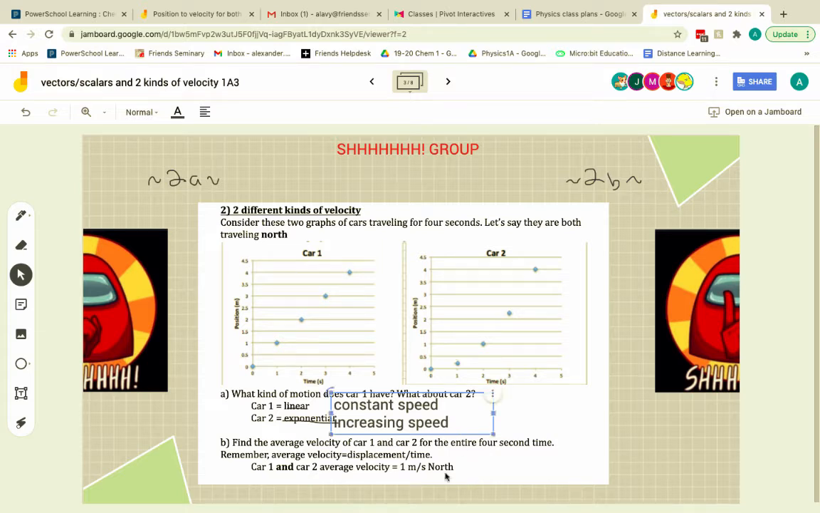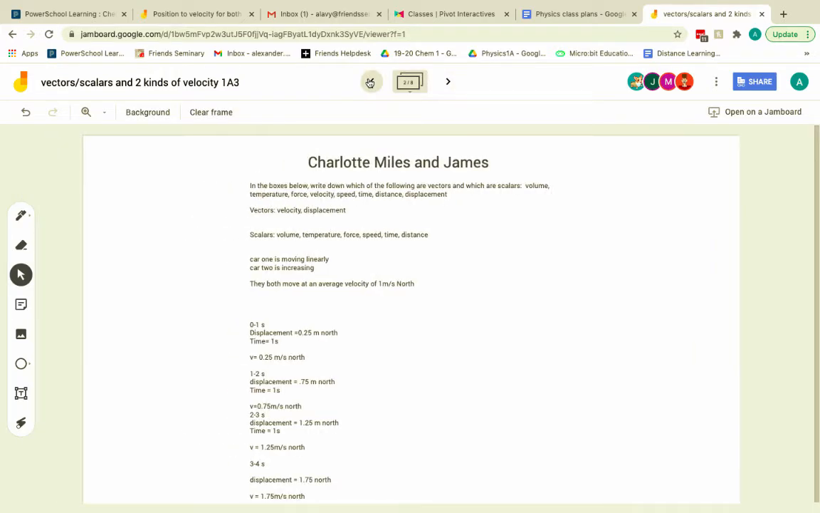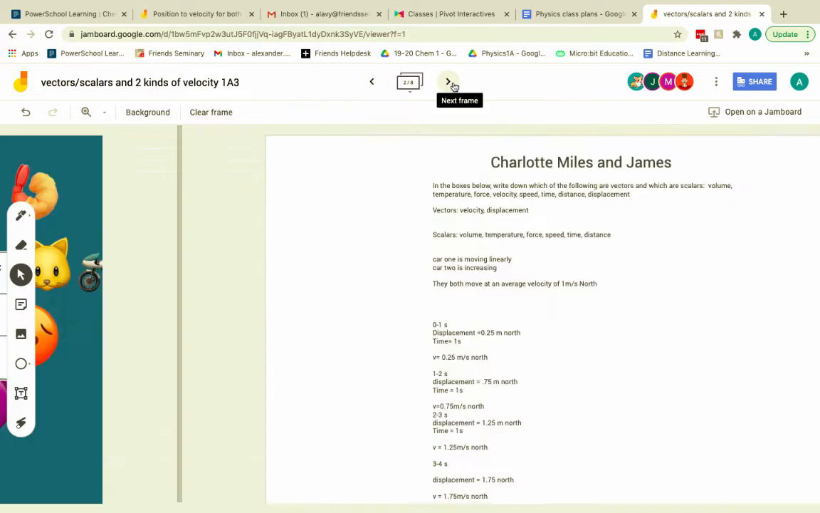B, yeah, the cars are both moving 1 meter per second north. What's going on there? Because they don't always, right? Car 1 moves 1 meter every second, but car 2 doesn't. And then we're going to see the resolution. I think we'll see it in actually a couple of places.